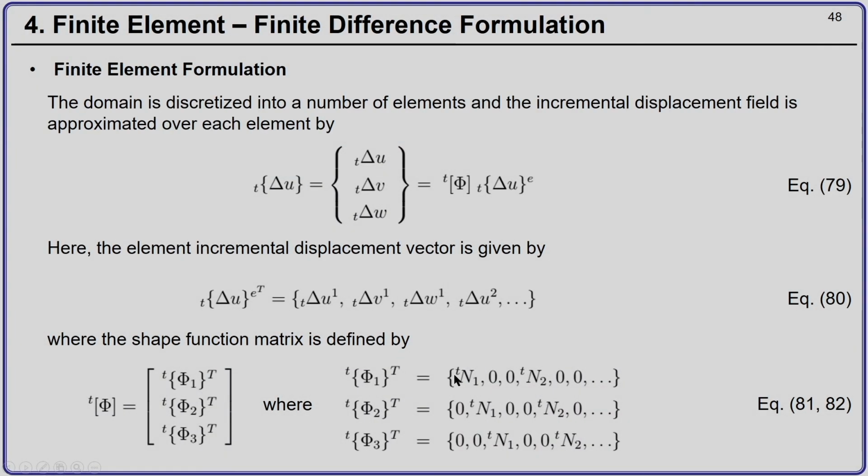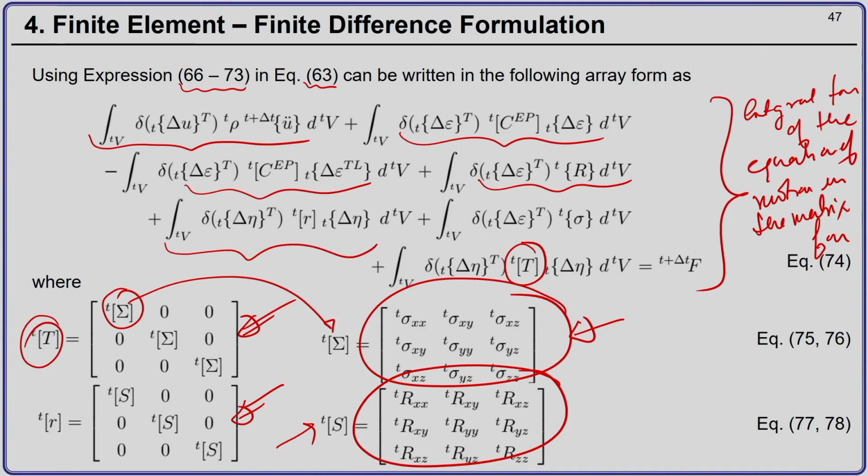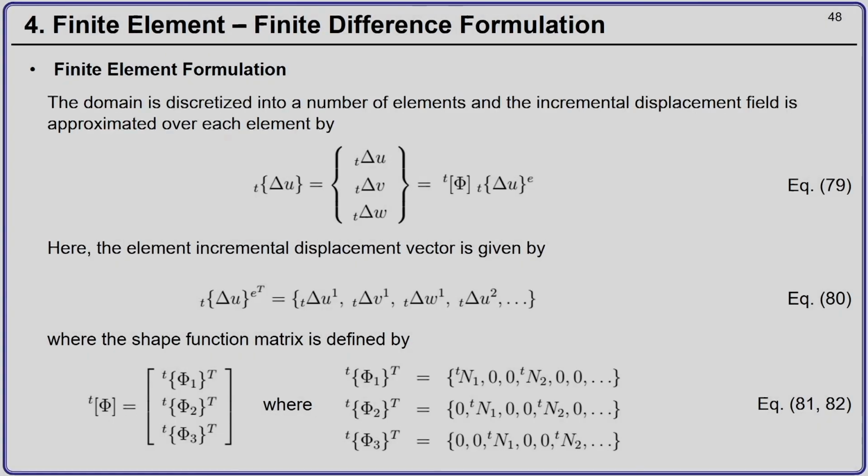Now, to do the finite element discretization of our equation number 74. Now, we can do the finite element discretization. We have everything in the matrix vector form. Okay. So, what do we do?